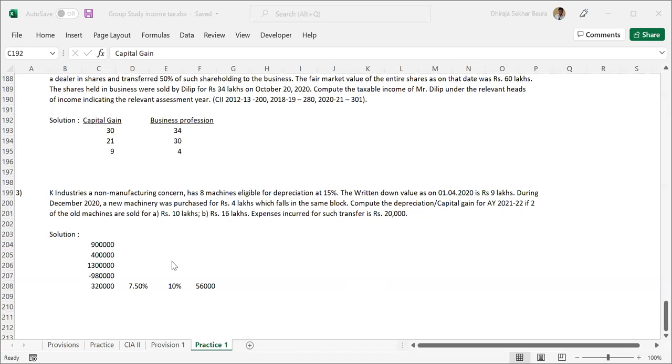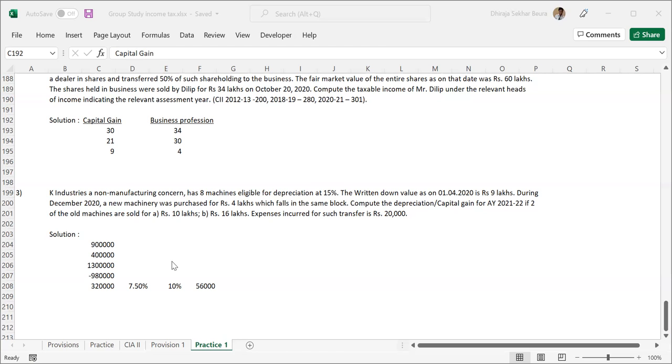So again, let's remind ourselves about the profits and gains from business or profession provisions, where we had the depreciation. There were different rates. Building was 10%, furniture was 10%. Then in plant and machinery, we had 3 categories. One was the other category, which was 15%. Computer was 40%. Books was 40%. Now, it is that plant and machinery which is 15%. The written down value as on 1/4/2020 is 9 lakhs. The WDV at the beginning of the year is given. If you remember, again, let me remind you, when we were in the business and profession, we were trying to calculate the depreciation.